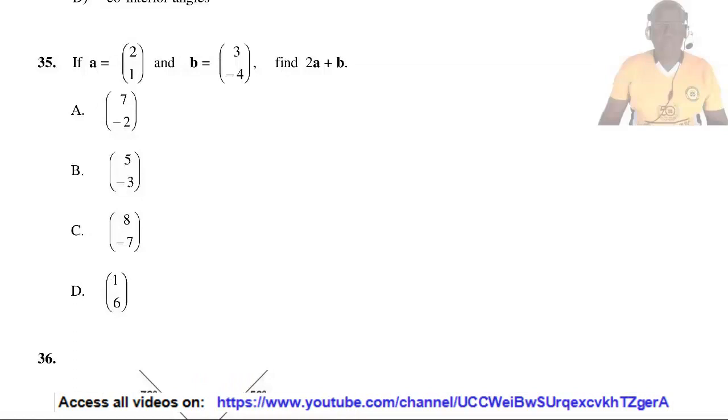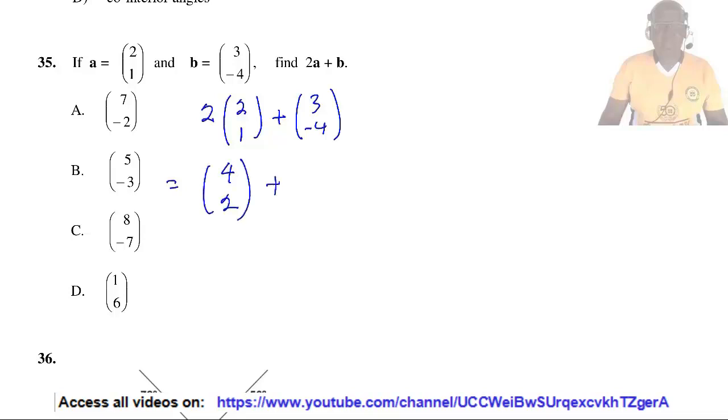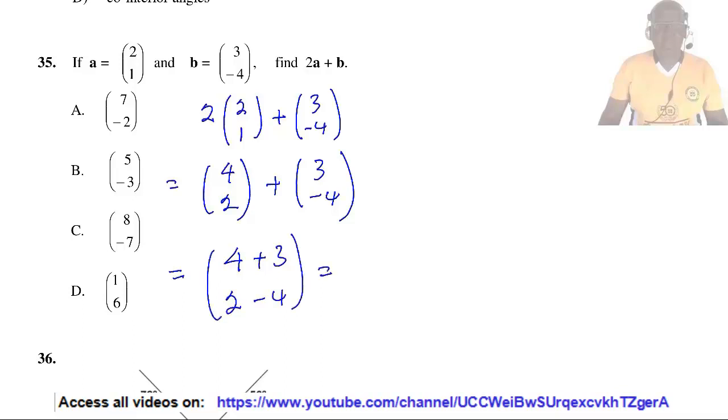Question 35. If vector A equals 2 on 1 and vector B equals 3 on minus 4, find 2A plus B. That's 2A, which is 2 on 1, plus B. B is 3 on minus 4. This equals, we shall multiply through vector A by 2, so we shall get 4 on 2 plus 3 on minus 4. Now we shall add up the components. We shall get 4 plus 3 and then 2 minus 4. 4 plus 3 is 7. 2 minus 4 is minus 2. So the answer is A.